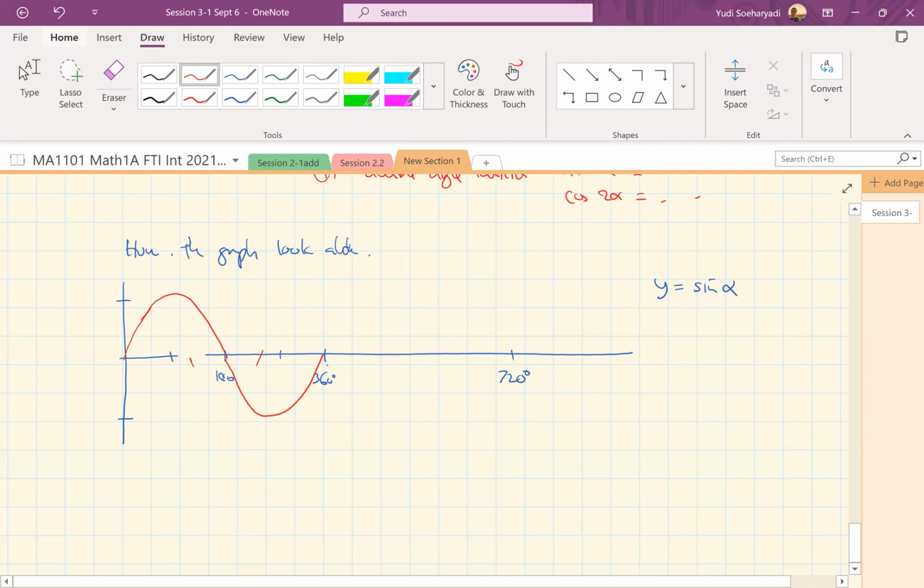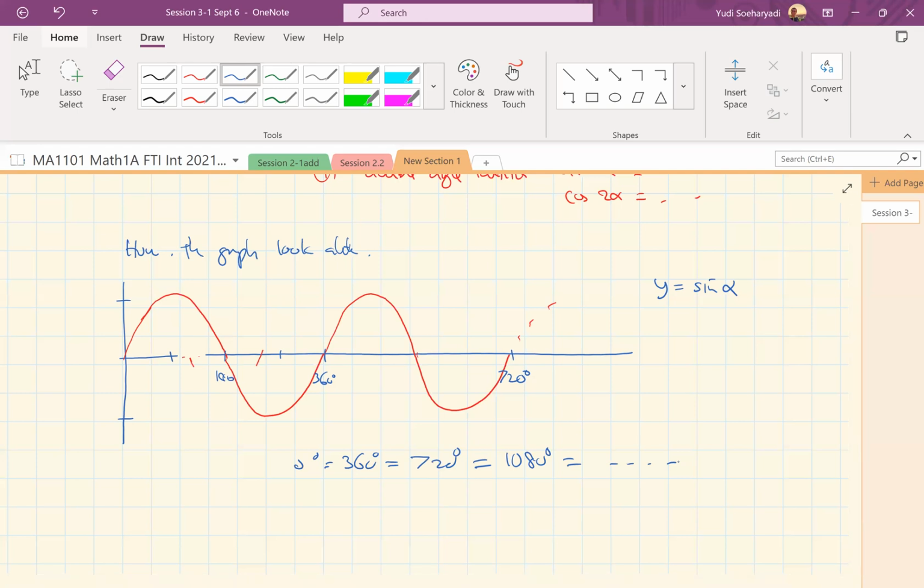Okay, here's the same thing. But the thing here is that 360 degrees is equal to 0 degrees, so multiples of 360 degrees. So these two numbers, this and this, they should be the same.